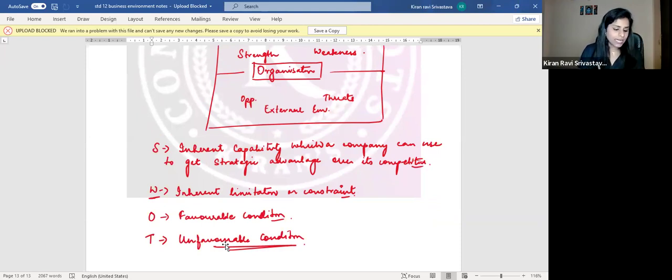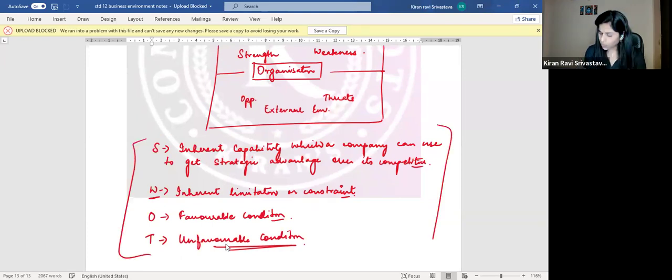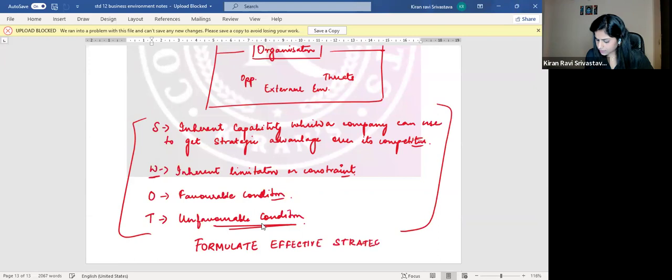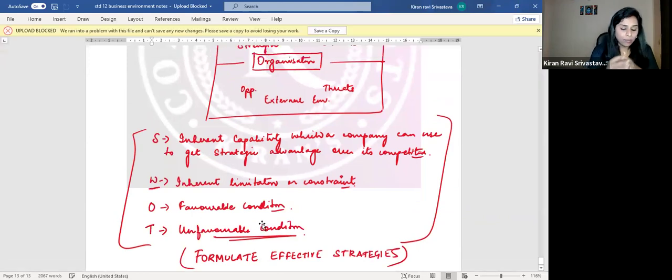So why do we study the SWOT analysis? So that the business can formulate effective strategies, so that they can capitalize upon the opportunities and neutralize the threats. Whatever threats are coming, they have to neutralize or remove those threats faced by an organization.